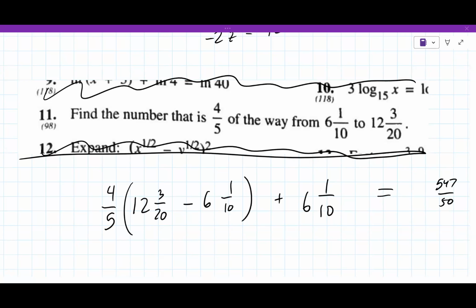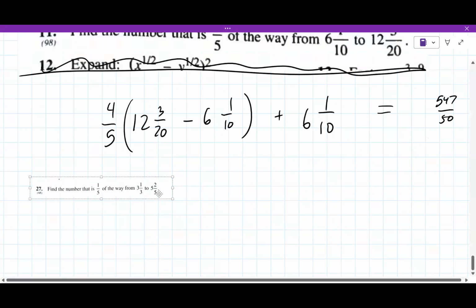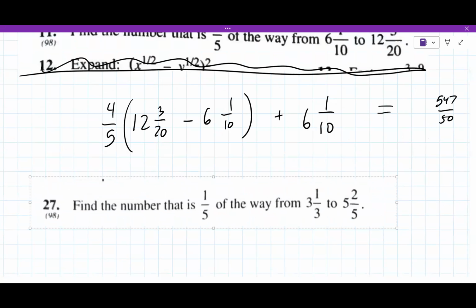I thought there was another one of those down 27, really similar. Might as well do that since we've already got that kind of worked out here. I'll do it as well. Same formula, same everything.